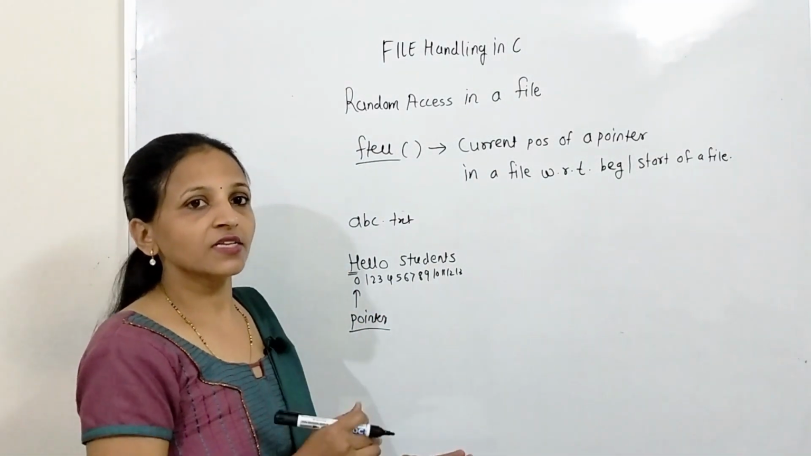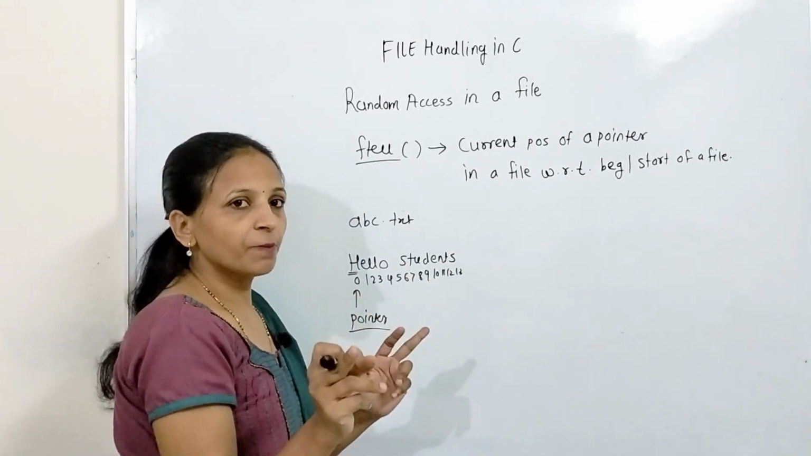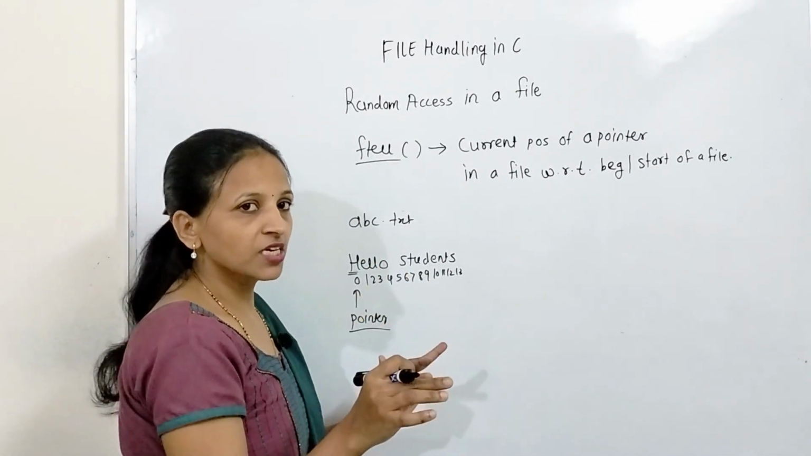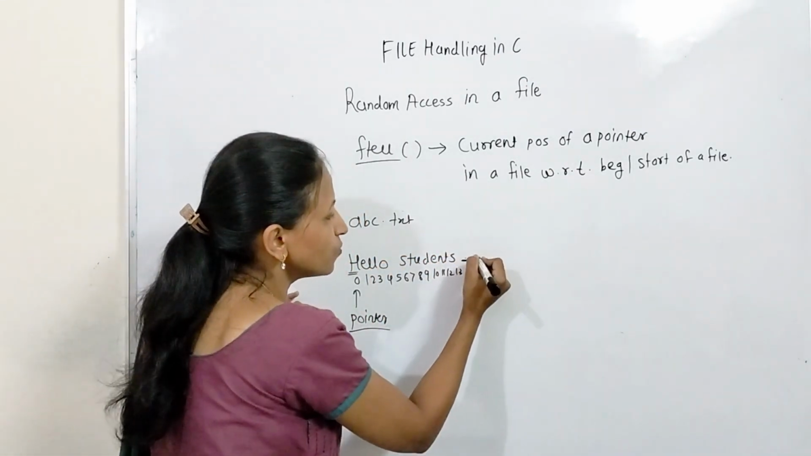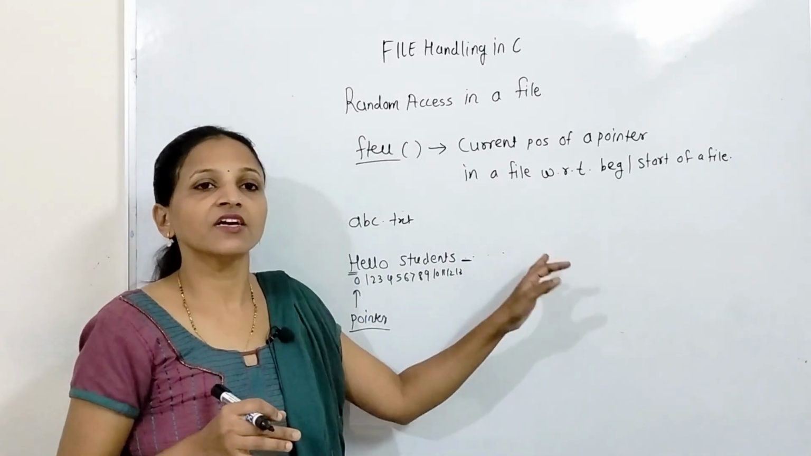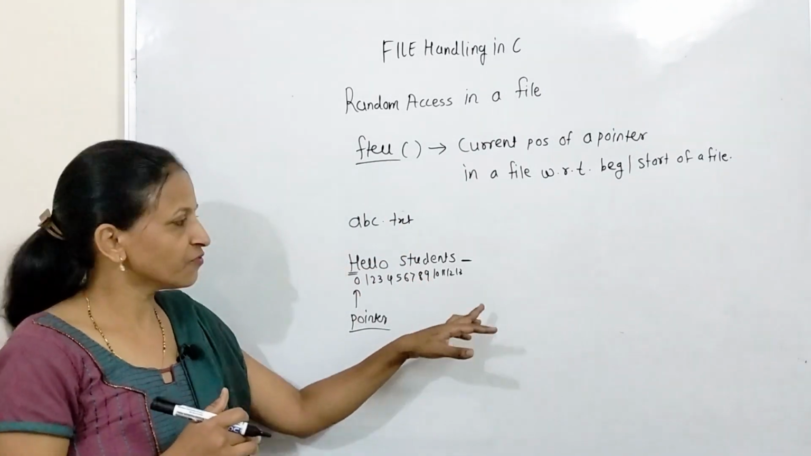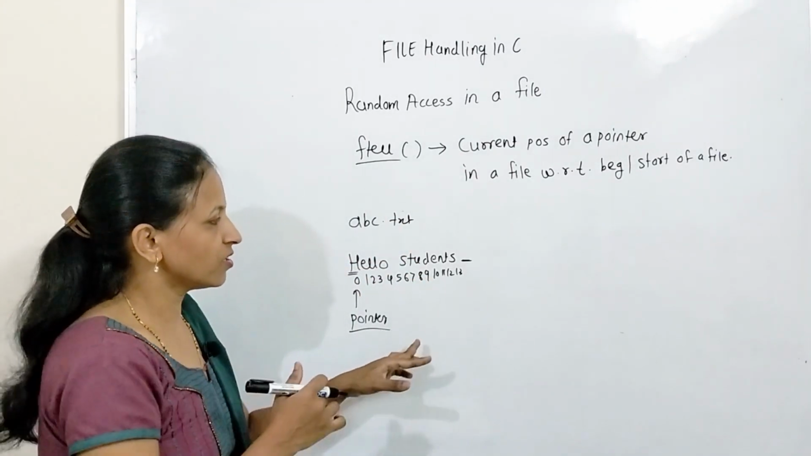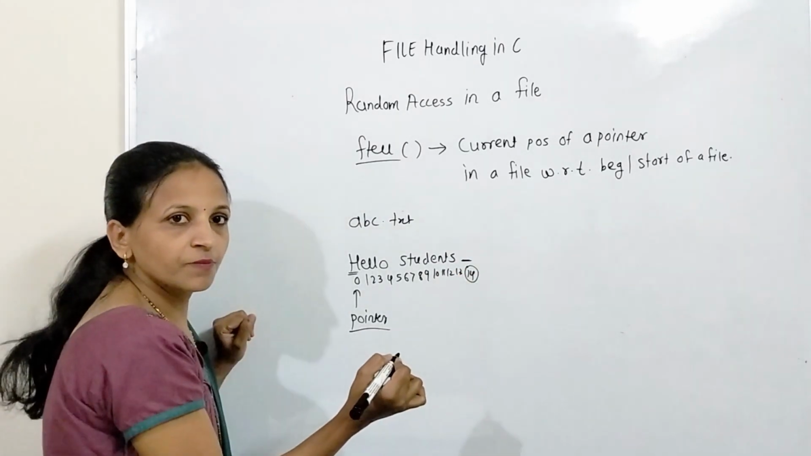Let us say we have opened the file in append mode. Whenever we open any file in append mode, initially the pointer will be at the end, because here you can attach contents. Appending means adding contents at the end. If you call the ftell function, it will give you the byte number, here 14. It will return 14.